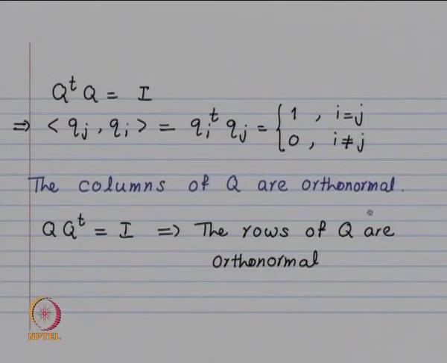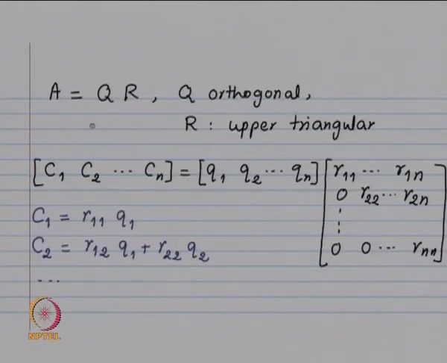So, the columns of Q are orthonormal, and Q Q transpose is equal to identity, that means the rows of Q are orthonormal. Now, we are trying to write A as Q into R, where Q is orthogonal and R is upper triangular. So, let me write columns of A as C 1, C 2, C n. So, C 1, C 2, C n is equal to Q 1, Q 2, Q n, and then here is upper triangular matrix. So, below diagonal all the entries, they are going to be 0.